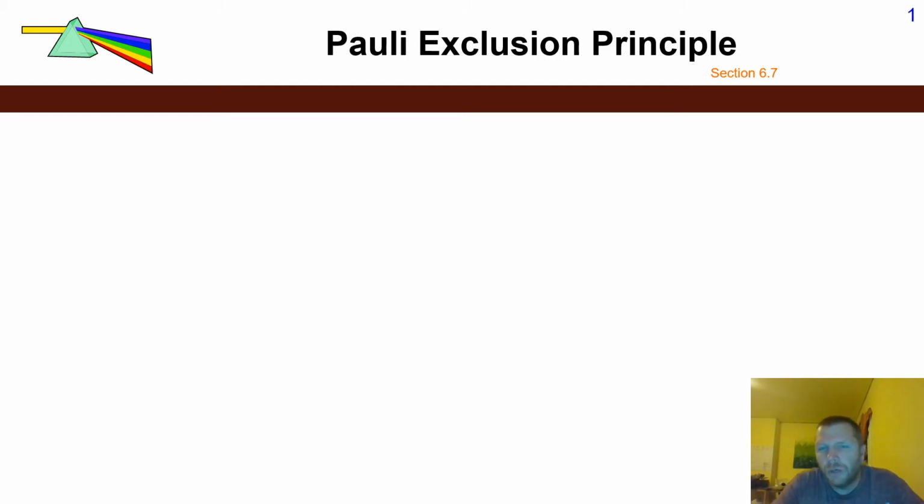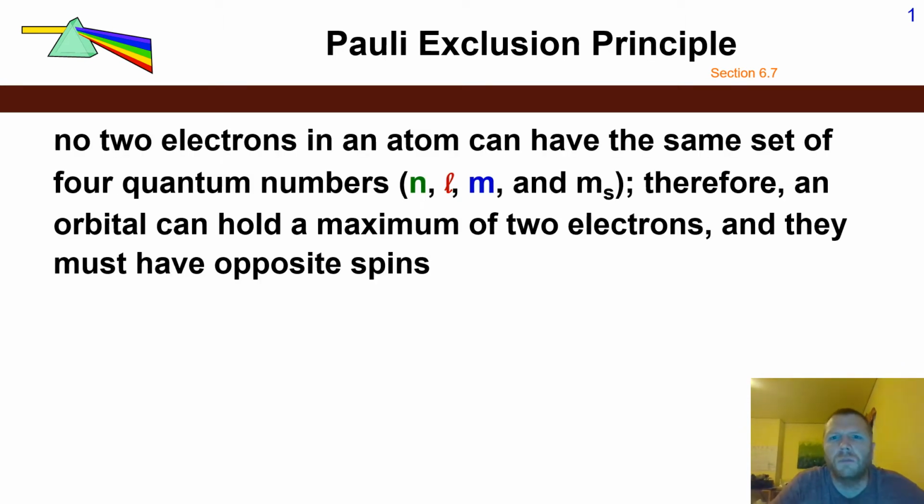But in order to do that, we have to talk about a principle known as the Pauli exclusion principle. Now, the Pauli exclusion principle states that no two electrons in an atom can have the same set of four quantum numbers. Therefore, an orbital can hold a maximum of two electrons, and they must have opposite spins. And this is really just a way to introduce our fourth quantum number, and that is our m sub s quantum number. Now, that m sub s quantum number can have two possible values.